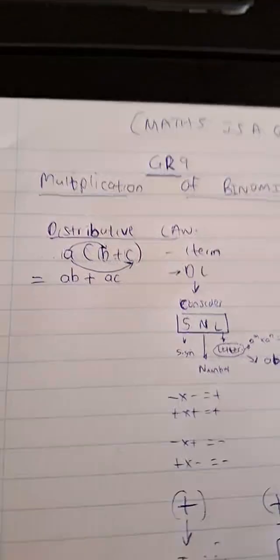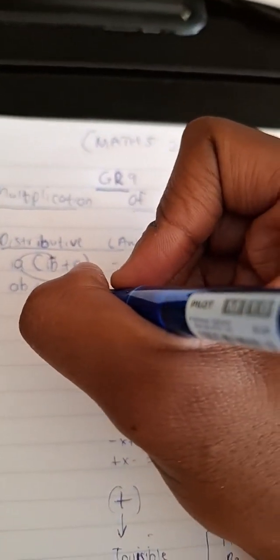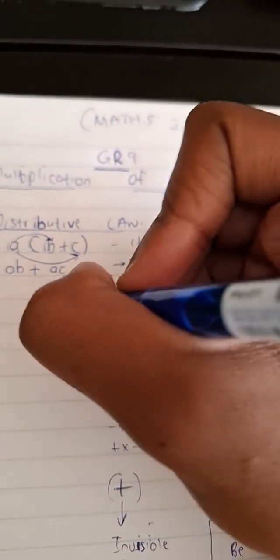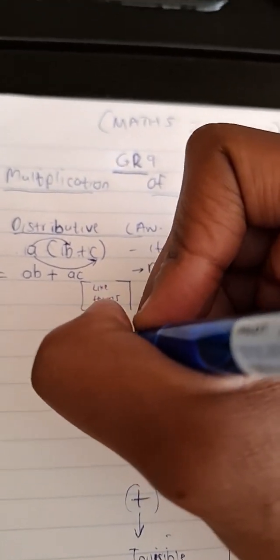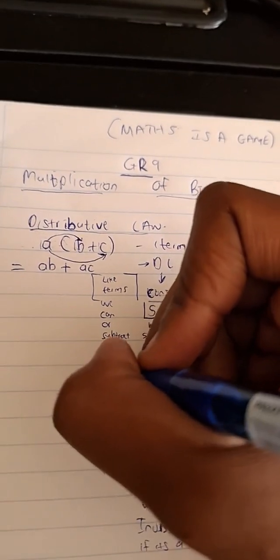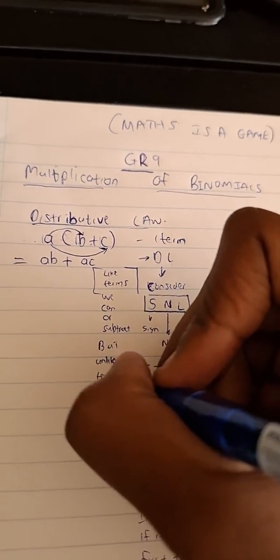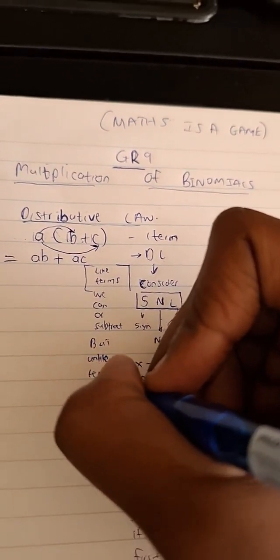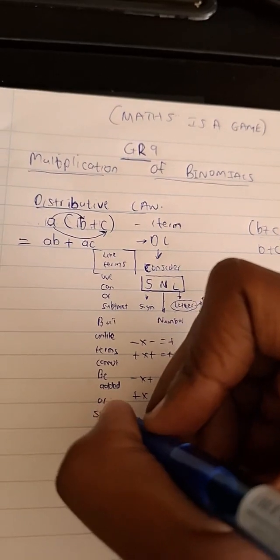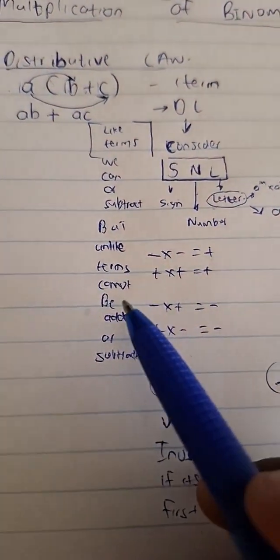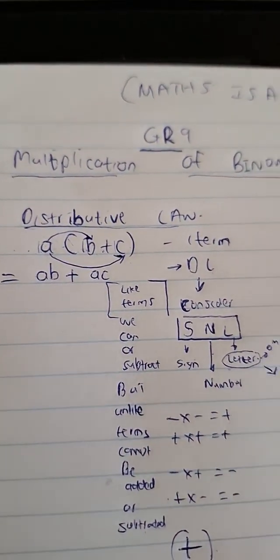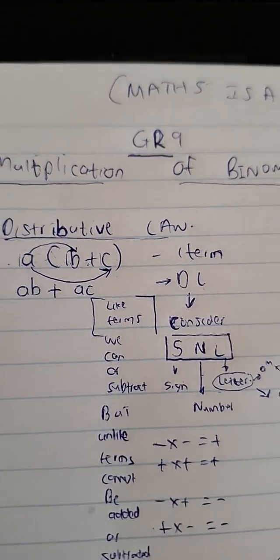Then we look at the two terms and we must ask, are they like terms? Because remember, in mathematics, like terms we can add or subtract, but unlike terms cannot be added or subtracted. So what are like terms? Like terms are variables that have the same base and the same exponent.